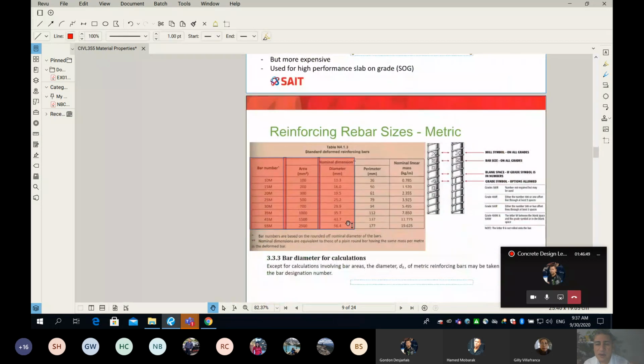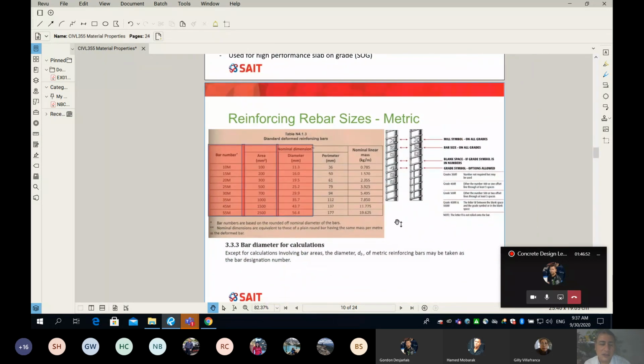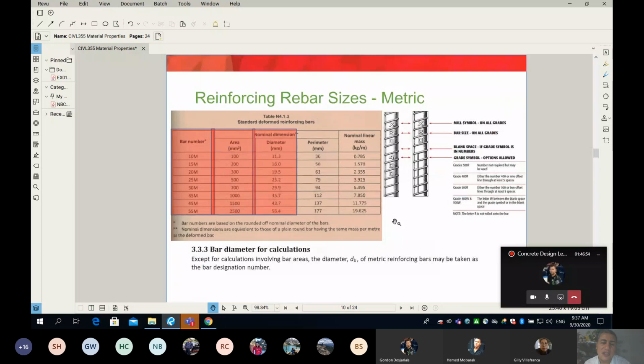Okay, we still have a few minutes, so I'm going to talk about this one. This is going to be my last slide. So guys, when we design our members, we don't place a single size of rebar. We place different sizes, and I will tell you when, because that's the design.